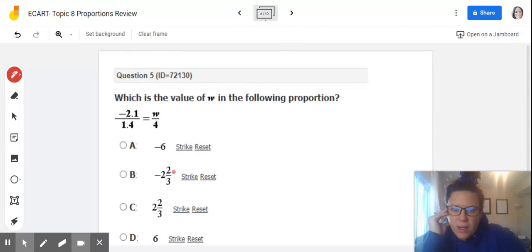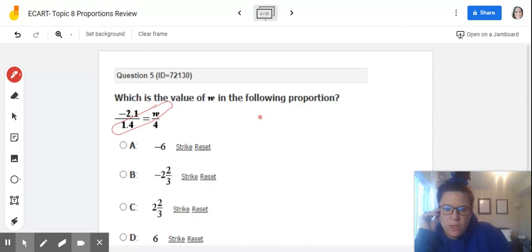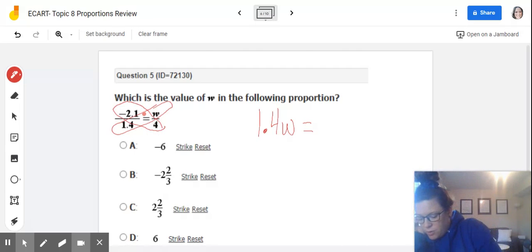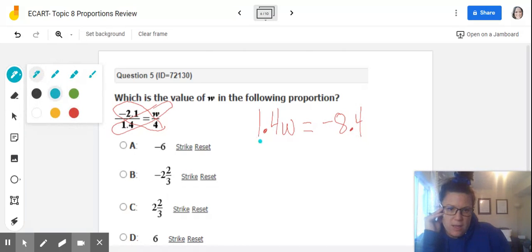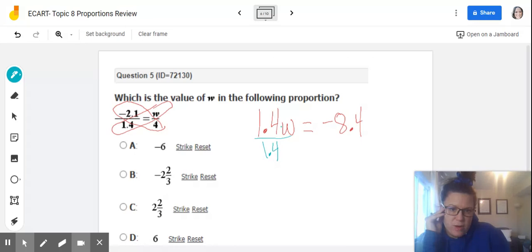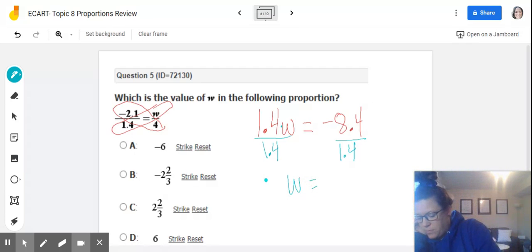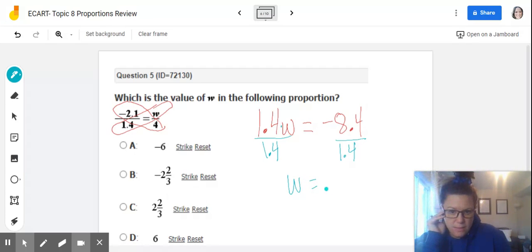All right, which is the value of W. So this is just cross multiplying. So 1.4W, like this isn't a word problem. You just go straight to the cross multiplying part. You don't have to set it up. Negative 2.1 times 4 is negative 8.4. Hope you didn't forget the negative. And then divide both sides by the number in front of the variable because that's the opposite of multiplication. And then I'll have 1W equals negative 6.